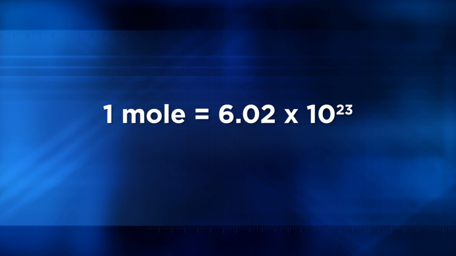This is where the mole, the number 6.02 times 10 to the 23rd, comes into play. It's essentially a proportionality constant that allows us to create a conversion factor to convert from AMU to grams, or vice versa if we should choose to do so.